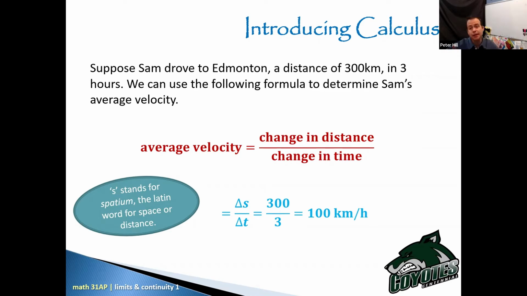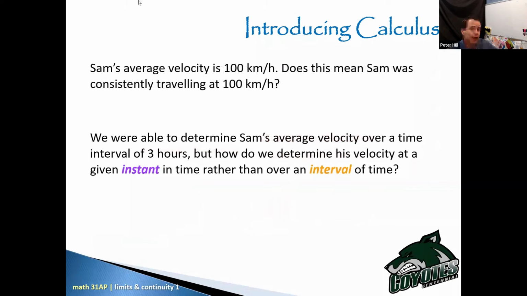Now, does that mean Sam was always going 100 kilometers an hour? No, right? Sometimes Sam was going 95 kilometers an hour. Sometimes Sam was going 105 kilometers an hour. Sometimes Sam got a heavy foot and was going 140 kilometers an hour and then saw a cop. So he slammed on the brakes and went down to 70 kilometers an hour as he waved to the cop. You know what I mean though, right? So Sam's rate was probably constantly changing throughout.